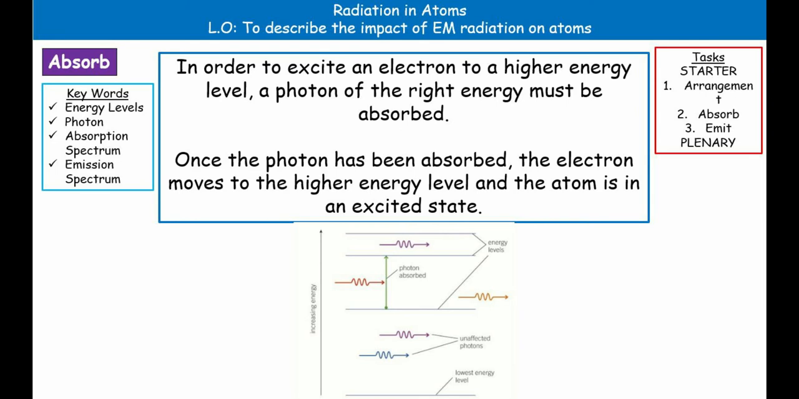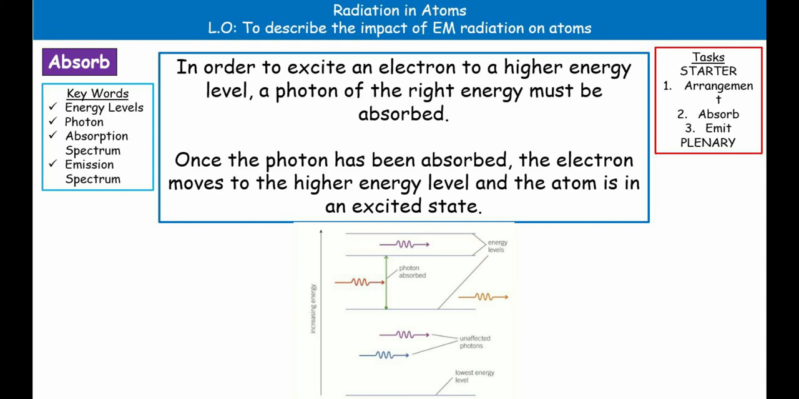So, as we've said, in our atoms, the electrons are normally occupying the lowest energy level they can. So they're trying to get as close to the nucleus as possible. What we will find is, as this electromagnetic radiation comes in and is absorbed by the atom, then the electrons will become excited. So we've got excited electrons. Now, when an electron is excited, it moves to a higher energy level. But in order to do this, a photon of the right energy has to be absorbed. Once that photon has been absorbed, the electron moves to that higher energy level, and the whole atom is then in this excited state.